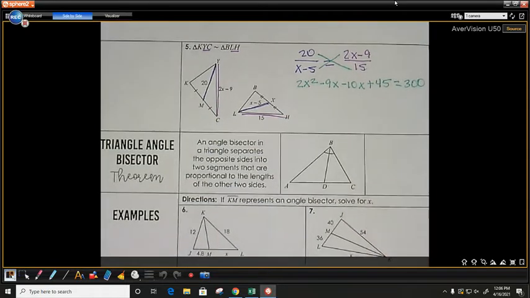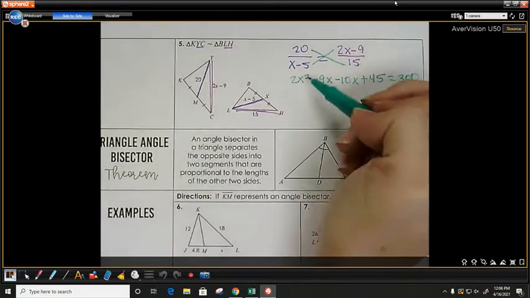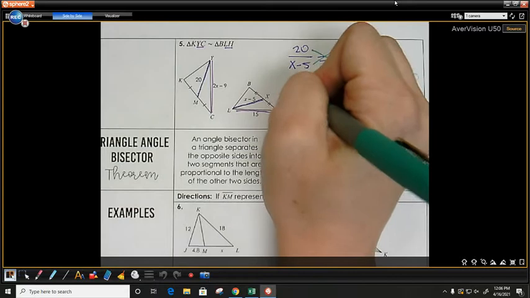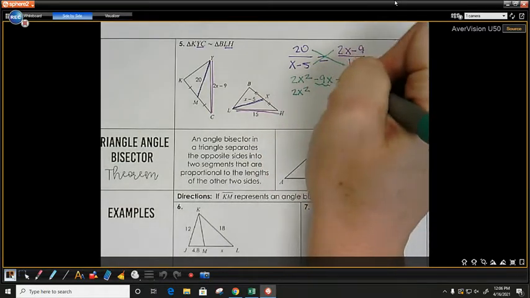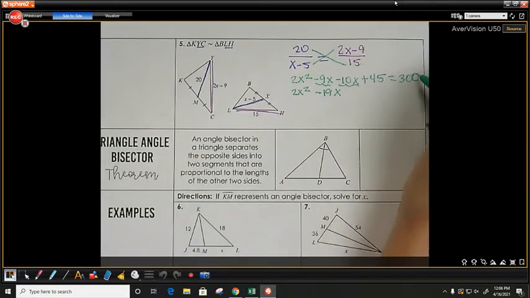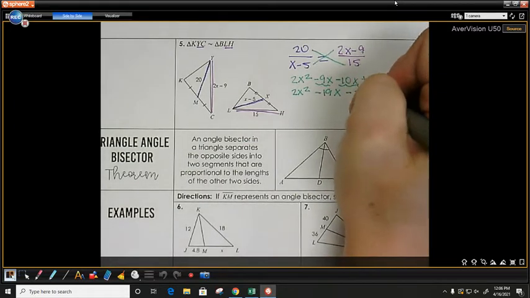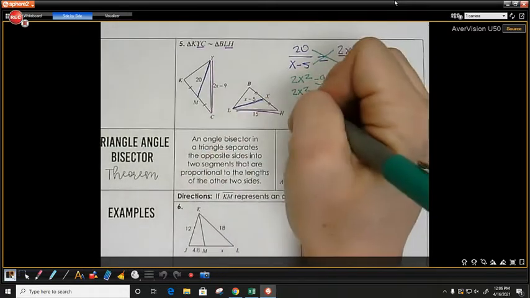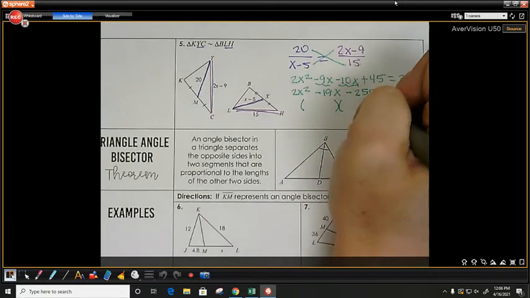So when we are working with our quadratics, anytime there's an x squared, you are going to want to move everything to one side of the equation and set it equal to 0 in order to factor. And we're also going to combine some like terms. So I have 2x squared. The negative 9x minus 10x becomes negative 19x. I'm going to move my 300 over. If it's positive on the right, I'm going to subtract it to move it to the left, so that becomes negative 255 equals 0. So the way I like to factor these is I do parentheses times parentheses equals 0.